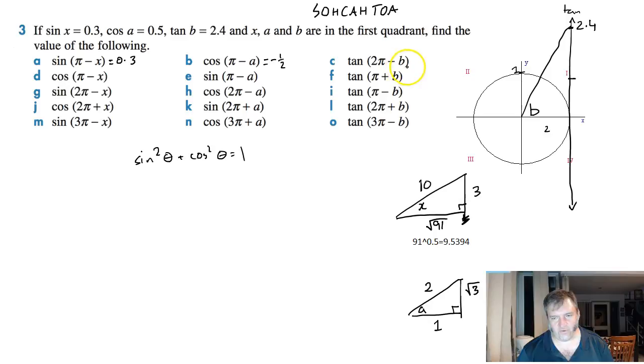What would the tan of 2 pi minus b be? So 2 pi is all the way around to here, and then minus b. I'm going to have to come back the other way. So 2 pi coming back the other way. Well, the distance is going to be the same distance from the axis, isn't it? This was positive 2.4, which will make this one negative 2.4. Again, you can get all the positives and negatives.